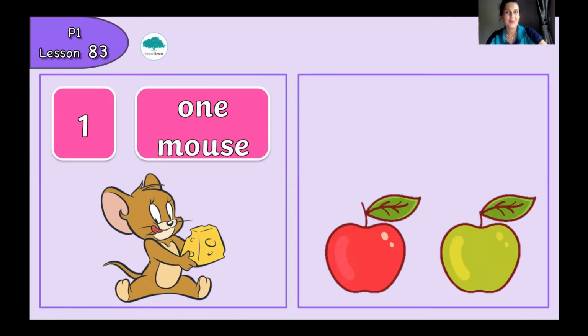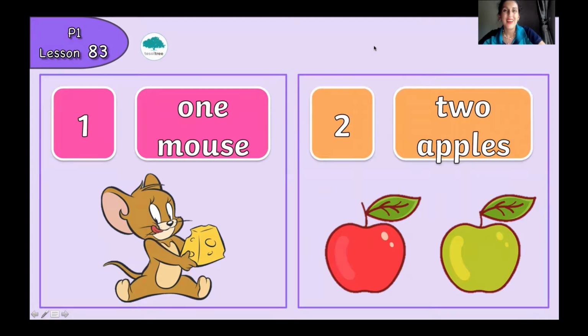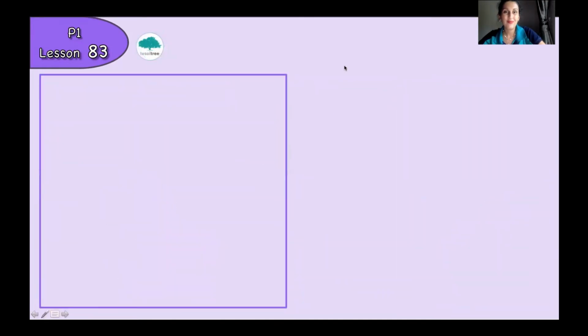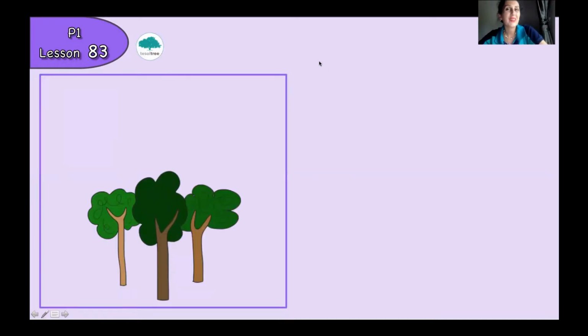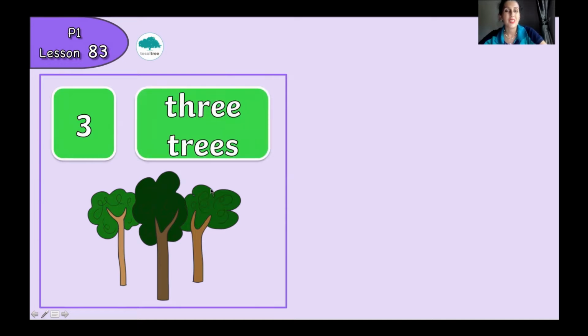Let's have a look at the picture. So what are these? These are apples. Good job. And let's count together how many apples do we have? 1 and 2. 2 apples. Good job. Okay, let's continue. Number 3 is going to be the next. Let's check it together. So we can see trees. Let's count it. 1, 2, 3. Yes, that's true. There are 3 trees.